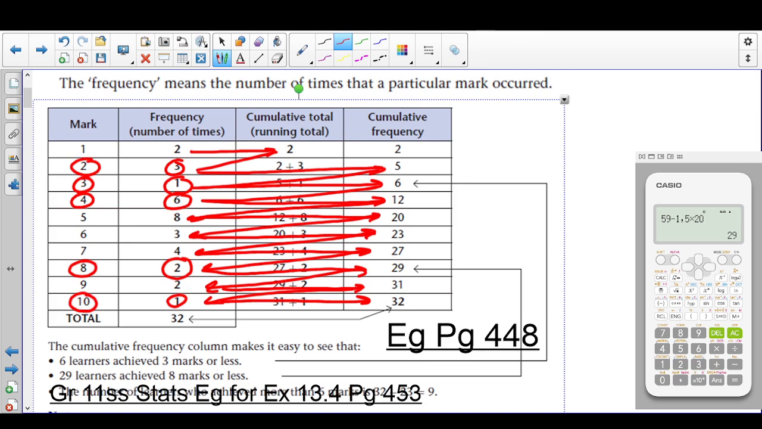So in your cumulative frequency, the last value will always be the same as the total number in that group. You guys understand? The last value in your cumulative frequency column will always be equal to the total number of the group in question. You guys understand? Okay.